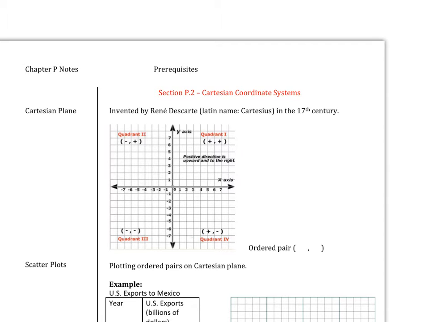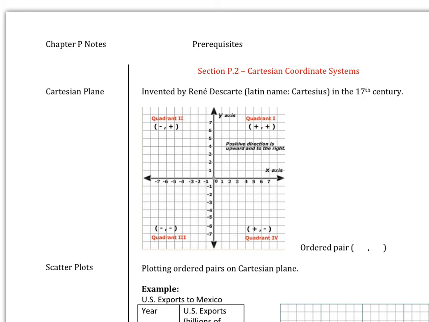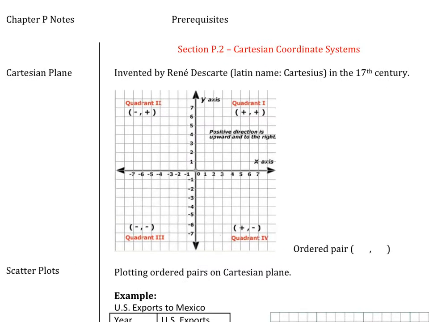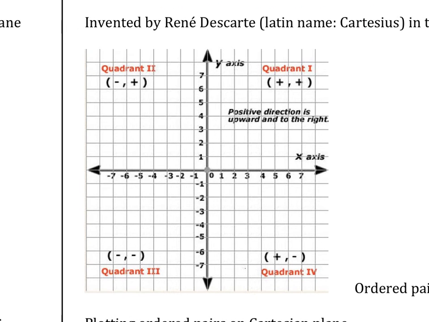So in these next two sections, we're going to review these very basic stuff really quickly. The first thing is the Cartesian coordinate. It's invented by René Descartes. And this is the Cartesian coordinate. And we remember that these two are the axes, x-axis and y-axis.